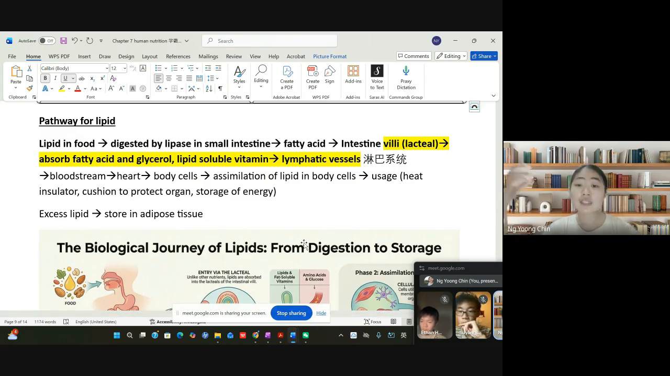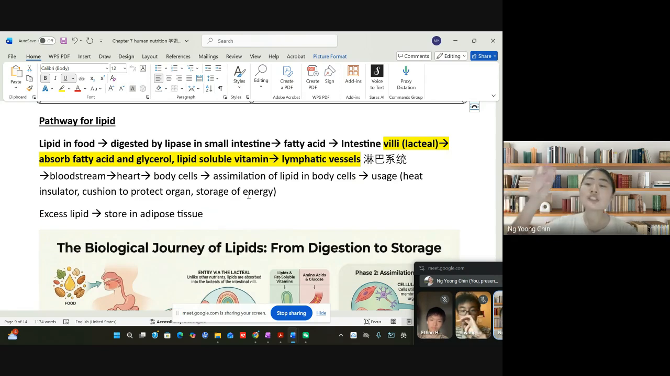Lipase in the small intestine, which is the pancreatic lipase, and also the lipase produced from your ileum. Your ileum can also produce a lipase. So they break down the lipid, becoming what? Fatty acid and glycerol. Both kinds of nutrient molecules will be absorbed by the intestinal villi through the lacteal.